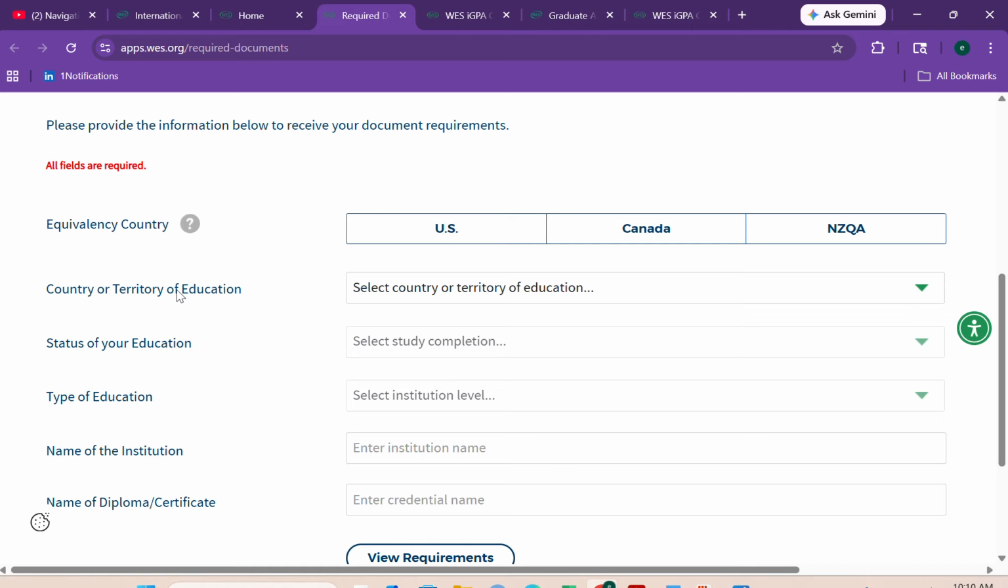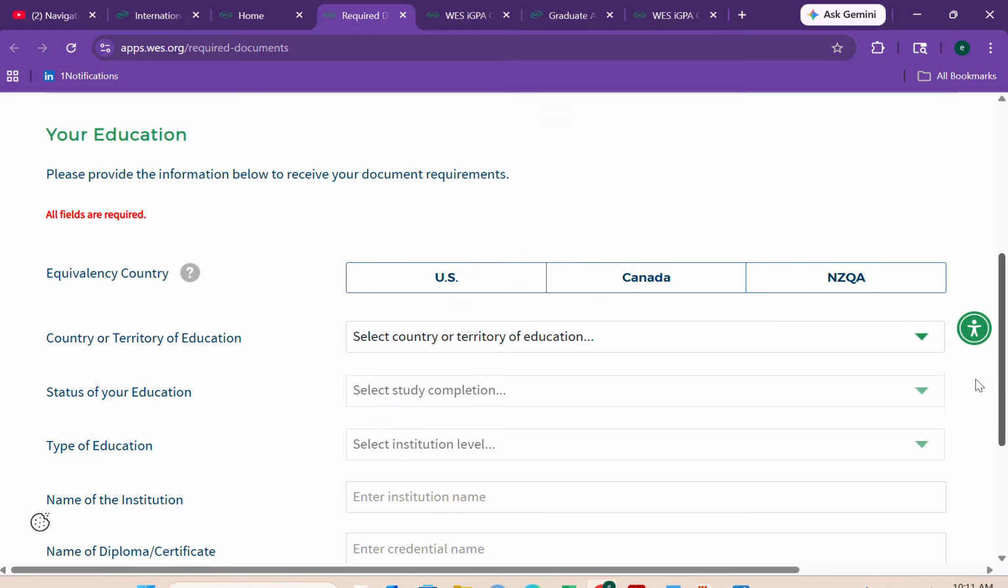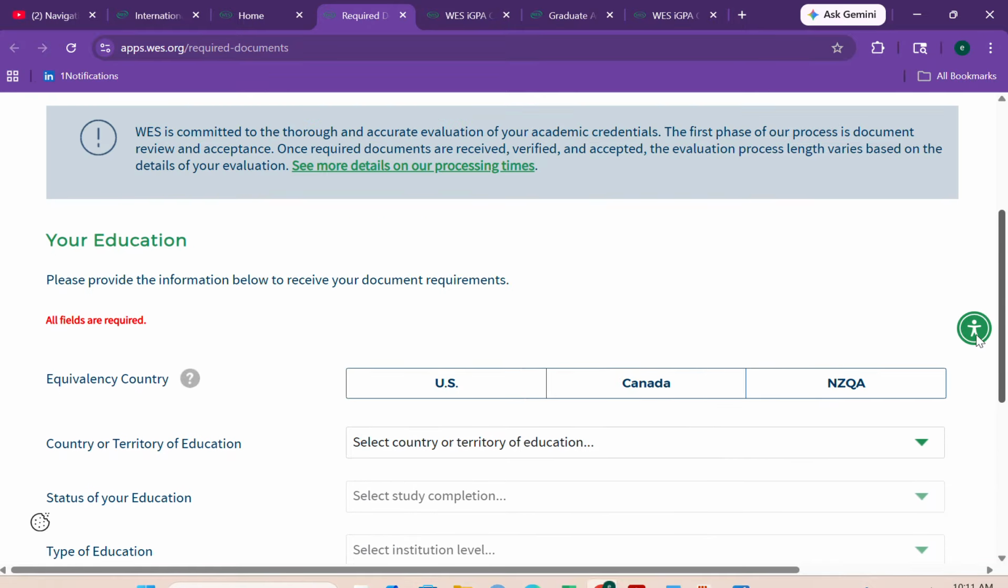Okay, country or territory of education. You have to select all this before you start: the status of your education, type of education, name of institution, name of diploma or certificate. These are some of the things you need to prepare. You don't have to prepare most of them, you just have to select. Make sure you select the right thing.